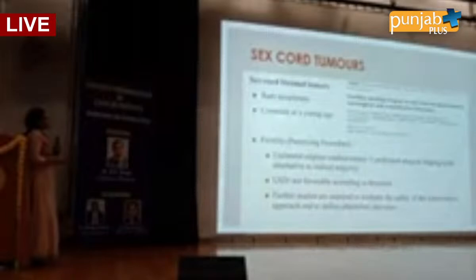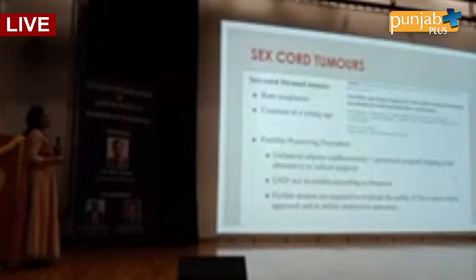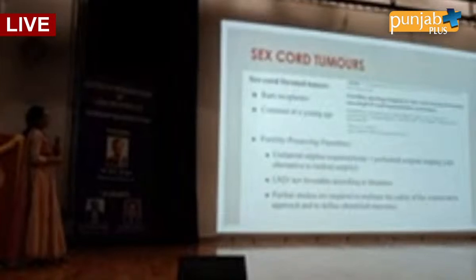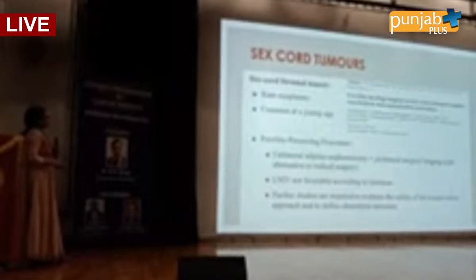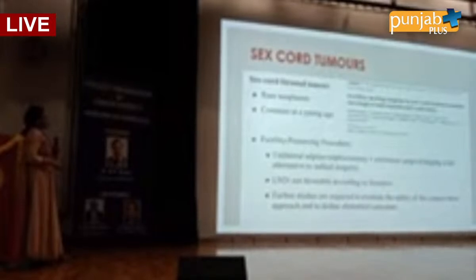Then the third type of tumors are sex cord tumors. These are rare. One girl was married for 3 months, and she had come with hirsutism, and she had a Leydig cell tumor. And in these cases, fertility sparing procedures like unilateral oophorectomy with peritoneal surgical staging is a safe alternative to radical surgery. Lymph node dissection is not required, and further studies are required to evaluate the safety because they are very slow growing. So I think they have a very good prognosis in the future.